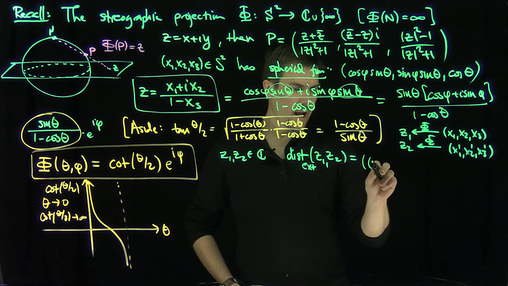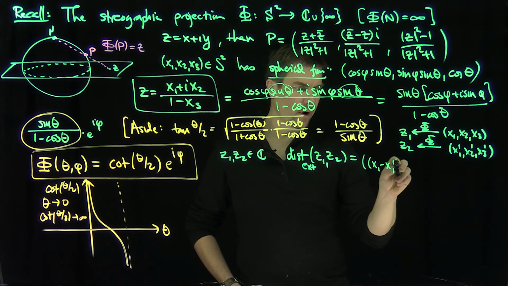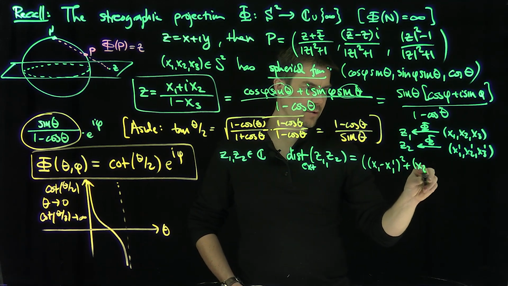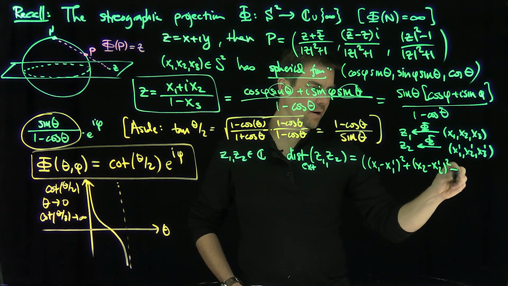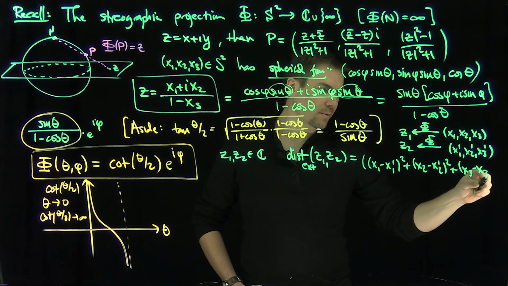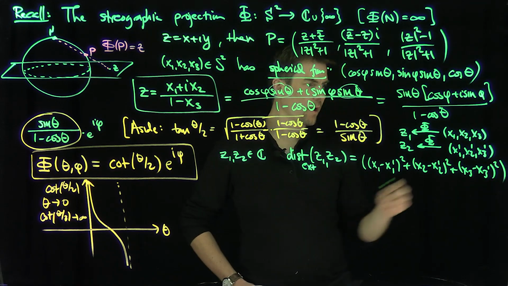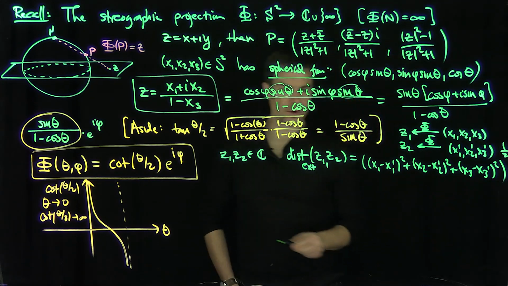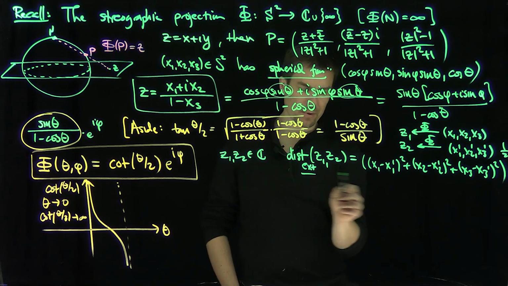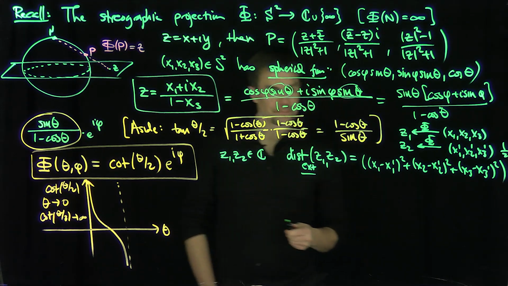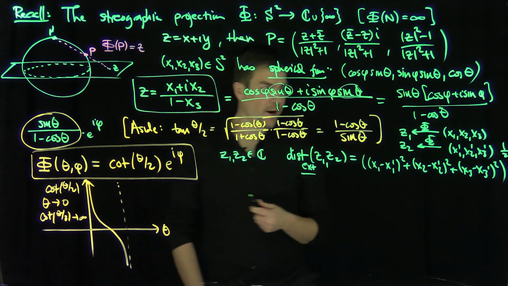So this is going to be (x1 − x1')² + (x2 − x2')² + (x3 − x3')², like so, to the power 1/2, of course, right? So in other words, the distance between 2 points in the extended complex plane is just the distance between them on the sphere, right? Because they're on the sphere.